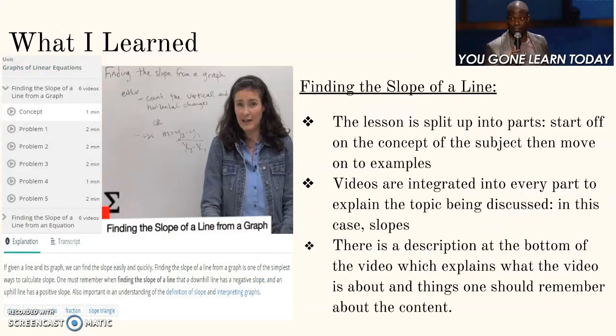In terms of what I learned, I looked up finding the slope of a line. The videos were simple to get to and were split up starting from concepts to examples. They also have explanations at the bottom of the videos, that way it's easy to know what the video is about and what you should take away from the lesson, more or less.